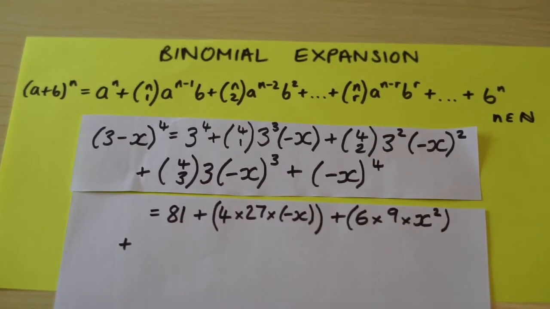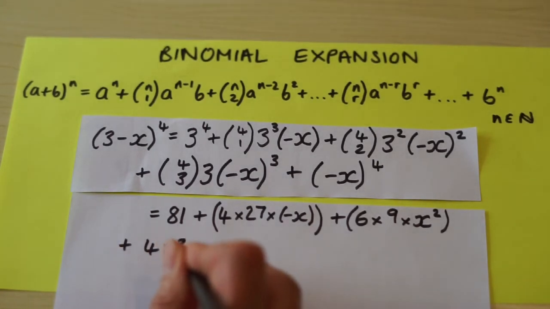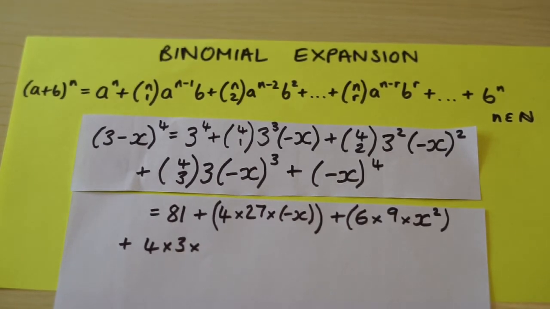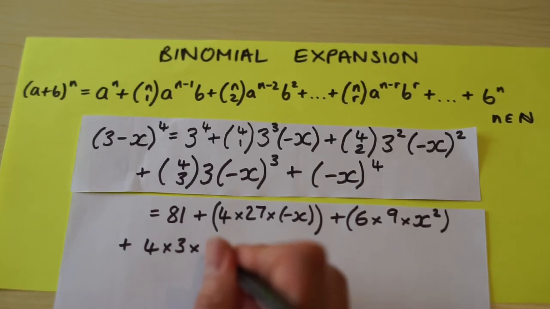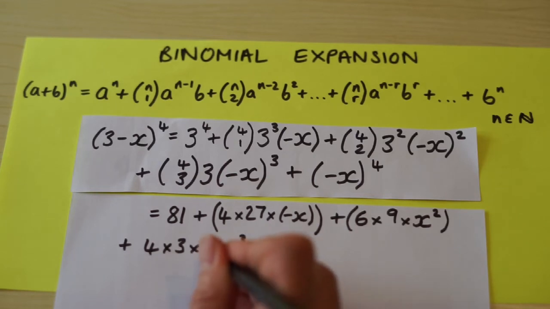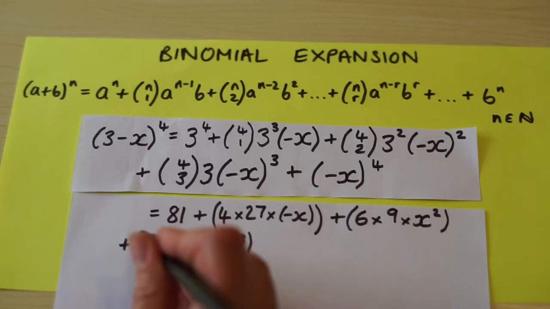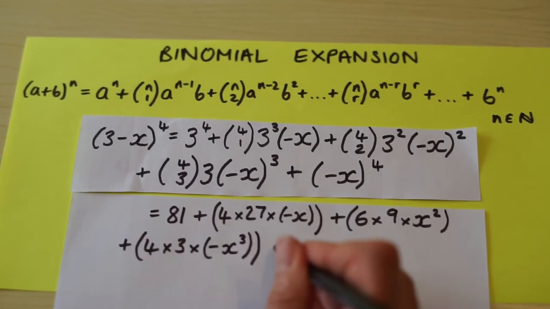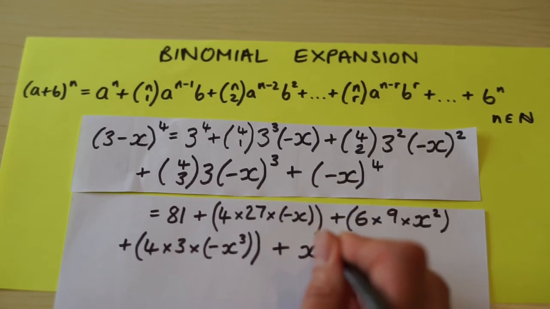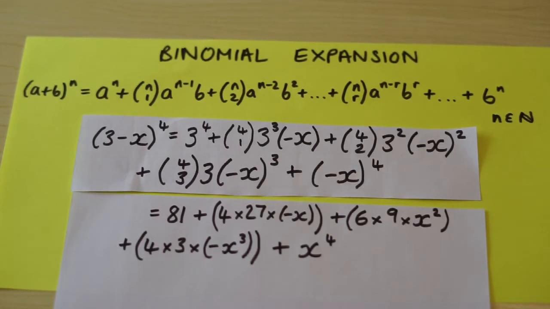We've got 4 choose 3 is 4, multiplied by 3, multiplied by minus x to the power 3. So that would be minus x to the power 3. Let's put that in a bracket. And at the end there we've got minus x to the power 4. Got two minuses making a positive in there.